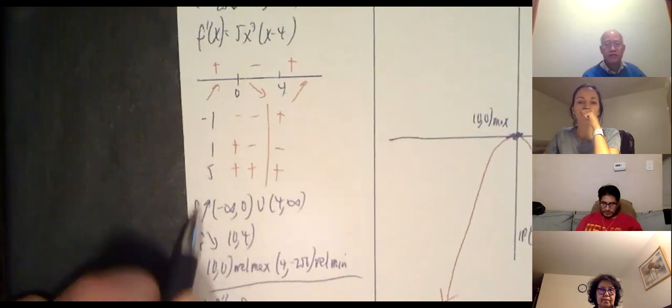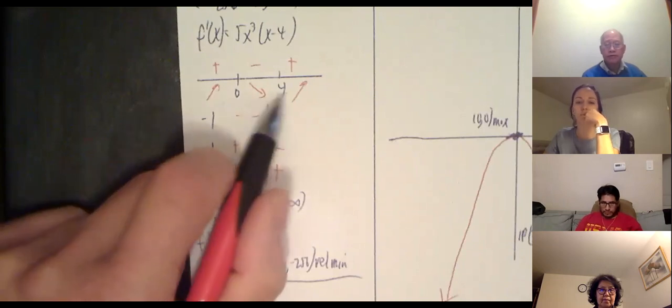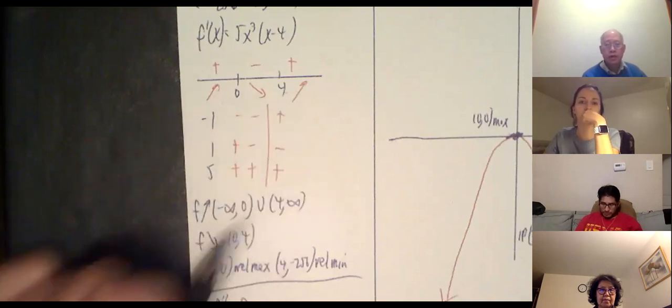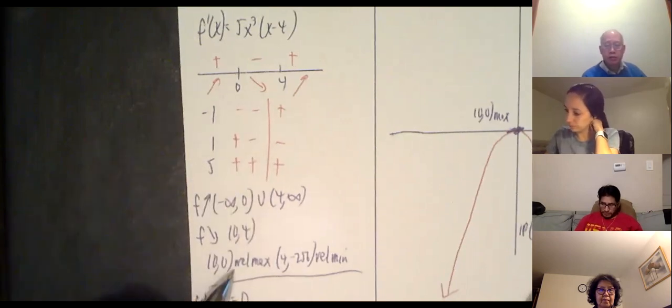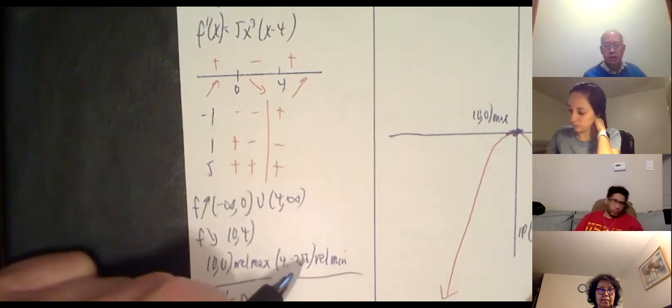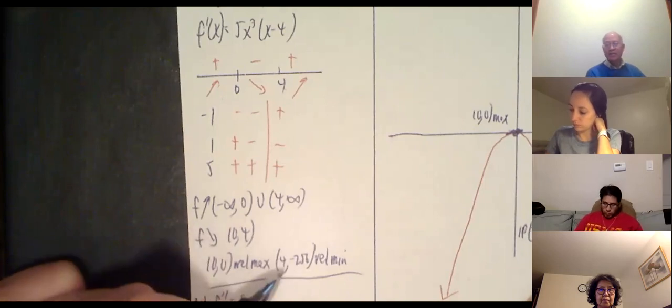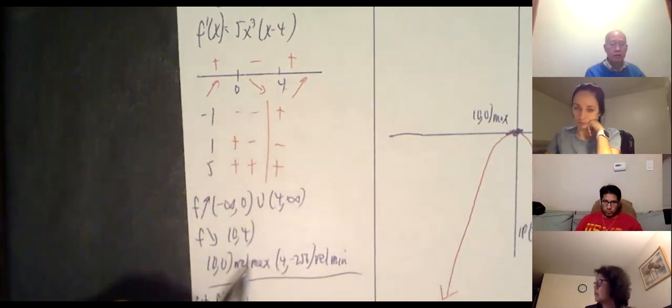Okay, so the function f is increasing from negative infinity to 0, union 4 to infinity. f is decreasing between 0 and 4. So 0, 0 is a relative max. That's REL if you can't read that. Relative max, relative maximum, but for short, REL MAX. And 4 comma negative 256 is a relative minimum. And that seems to make sense. I mean, this is so low. Negative 256 is way down there, right? So it kind of makes sense that it would be a minimum.